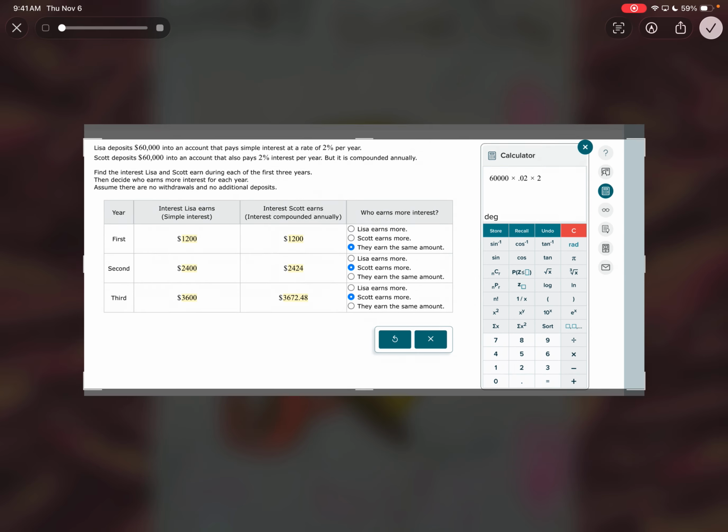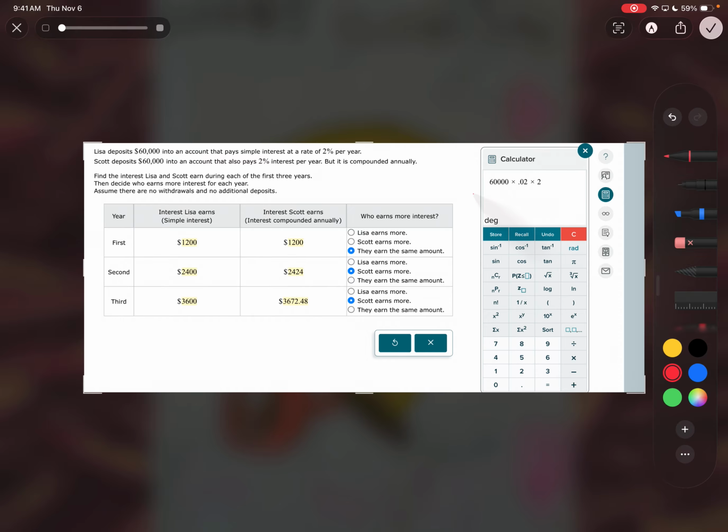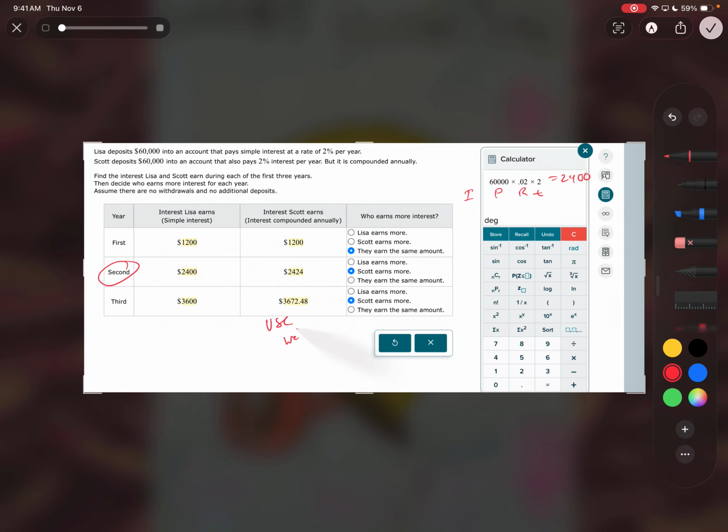Let me write real quick here. This is I equals PRT for the second year, 2,400, just so. And then I'll write use website calculator.